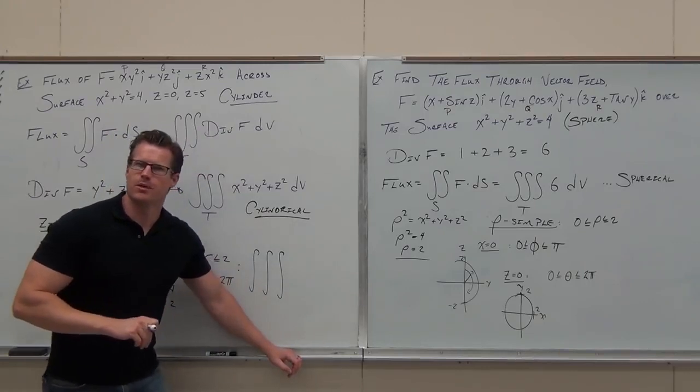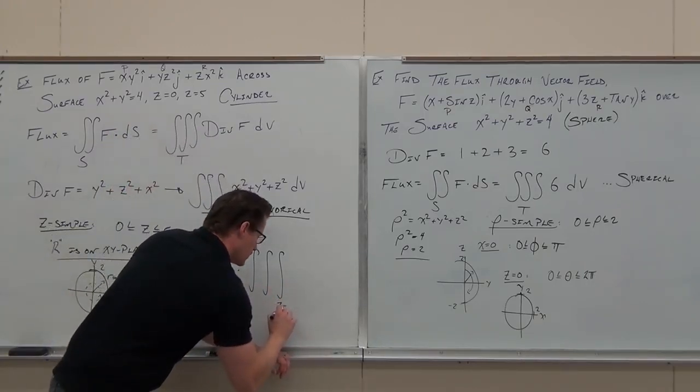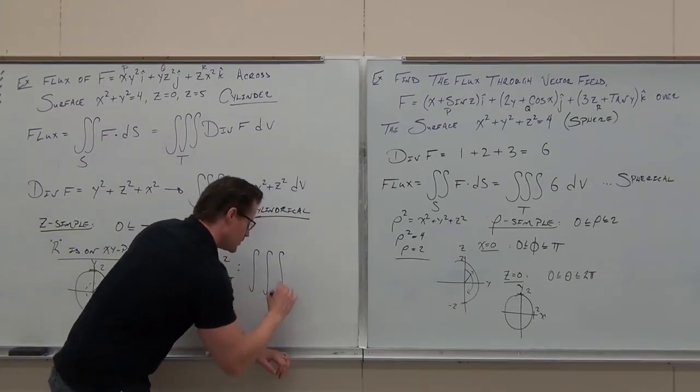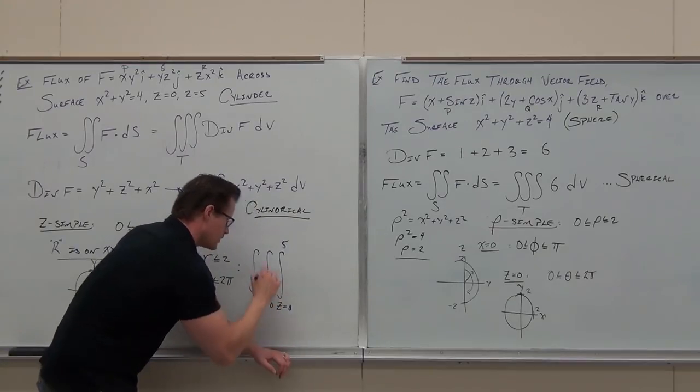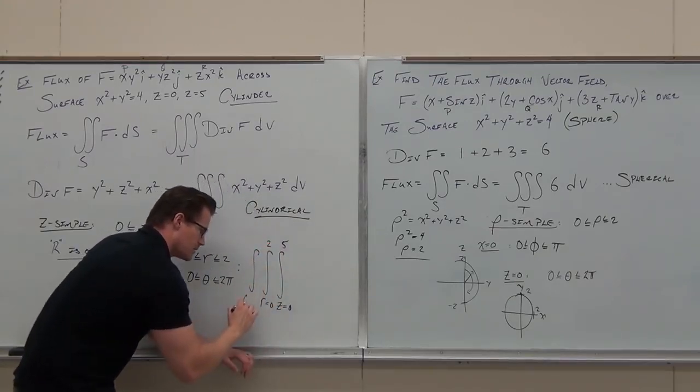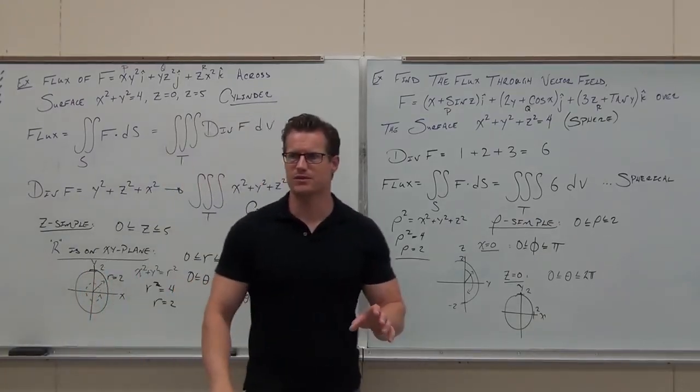With cylindrical, what goes first on the most inside integral? From where to where? 0 to 5. Beautiful. What's next? 0 to 2. 0 to 5. And lastly? 0 to 5. Fantastic. That's exactly right. That's exactly how your bounds of integration should look.